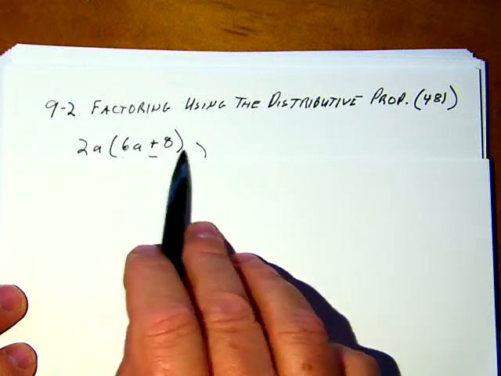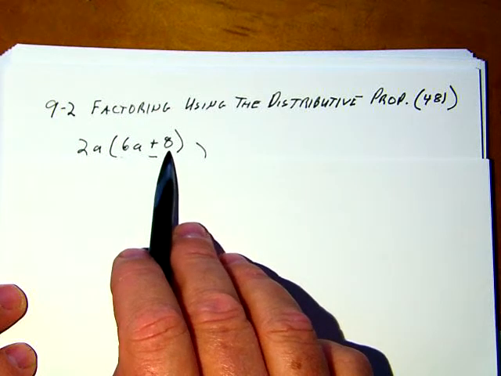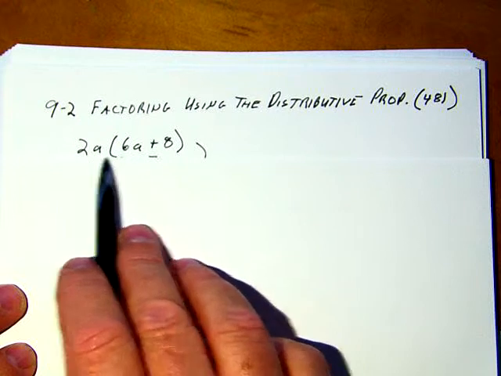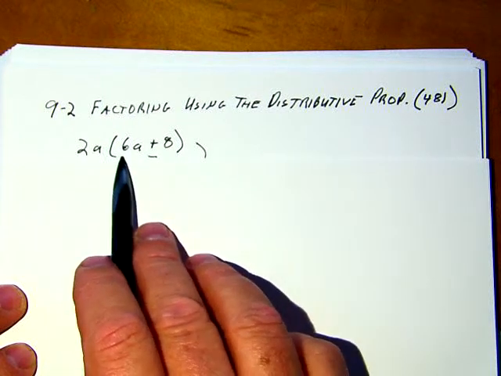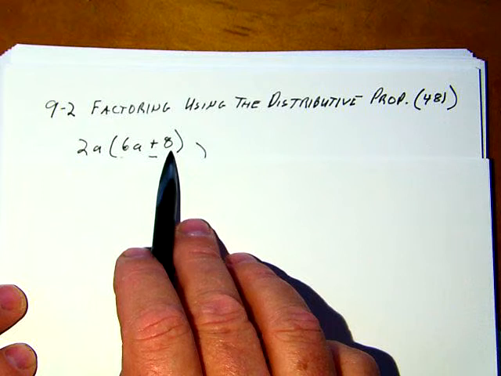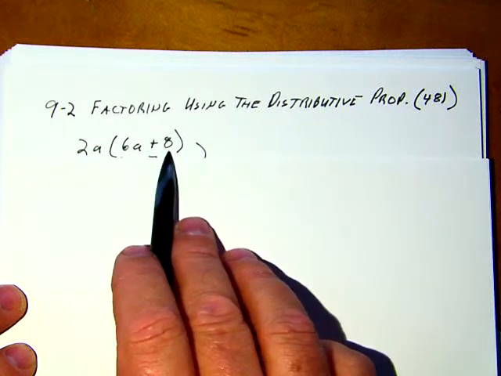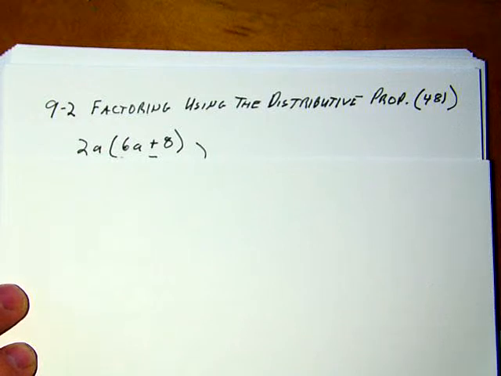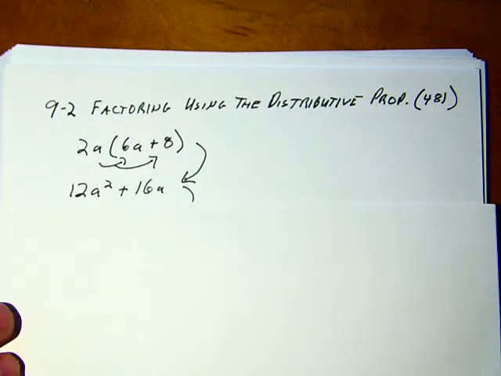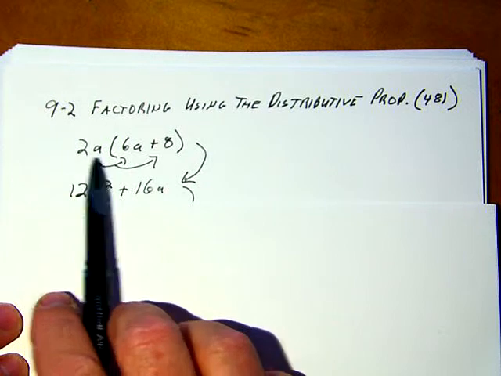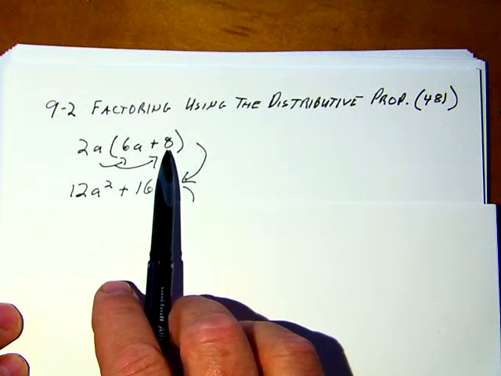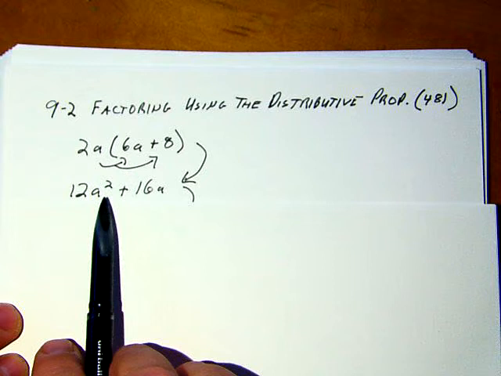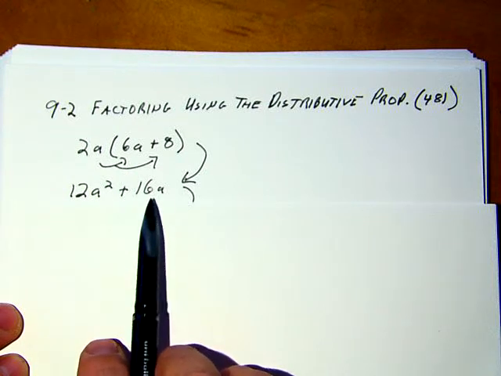2a times this number, 6a plus 8. These two, 2a and the binomial inside the parentheses, are the two factors in this multiplication problem. Okay? And when you multiply it out, you remember how we did that. We multiply 2a times each of the parts inside the parentheses. We get 12a squared plus 16a.